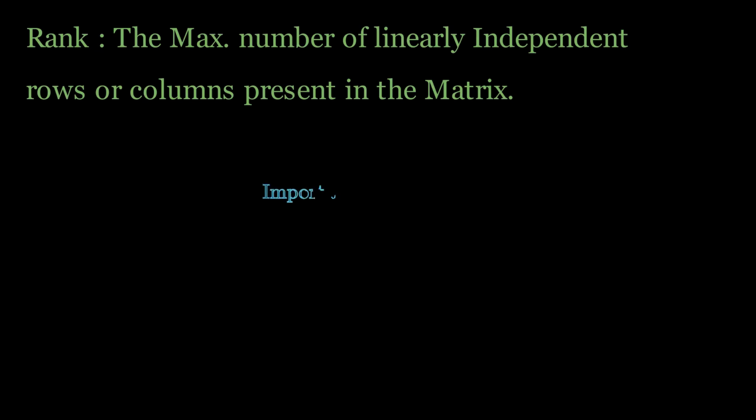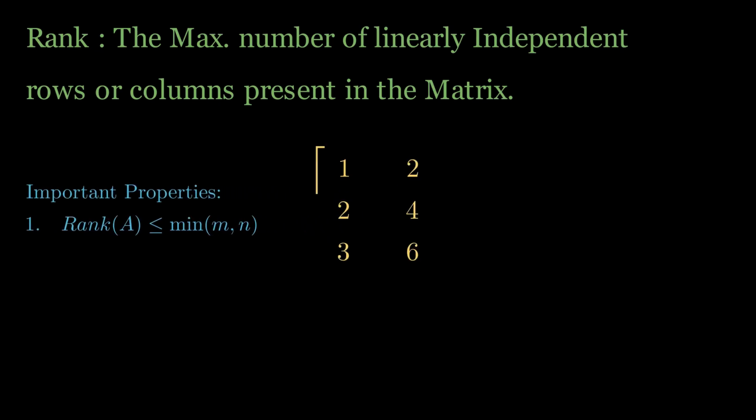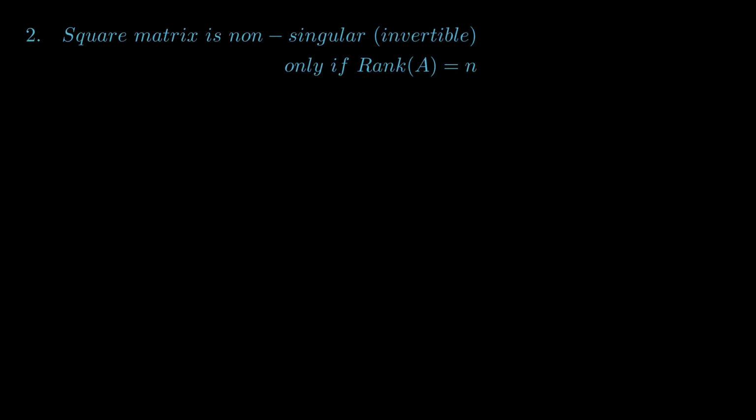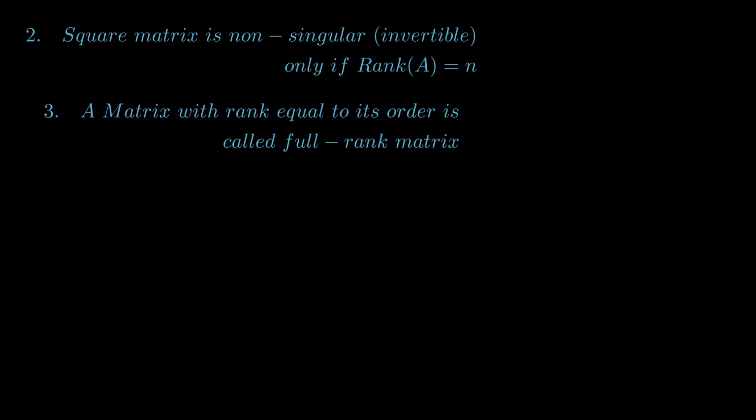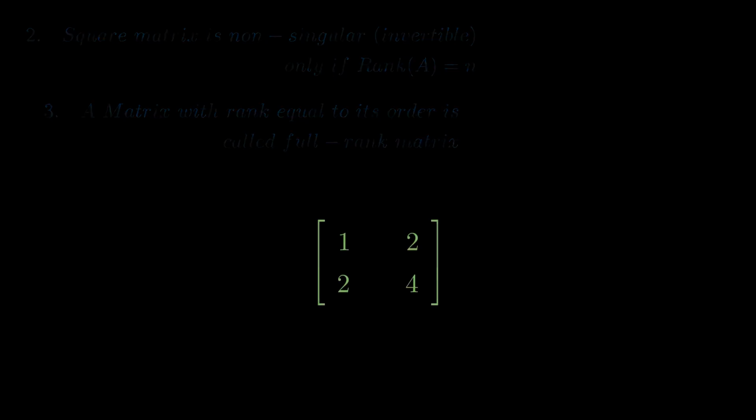Here are some of the important properties needed from an exam and understanding point of view. The rank can go maximum up to the minimum of the order, as we see here. It is 3 cross 1, meaning 1 is smaller, so the rank can go maximum up to 1. Moving ahead, a square matrix is non-singular only if rank of A equals n. Lastly, a matrix with rank equal to its order is called a full rank matrix.